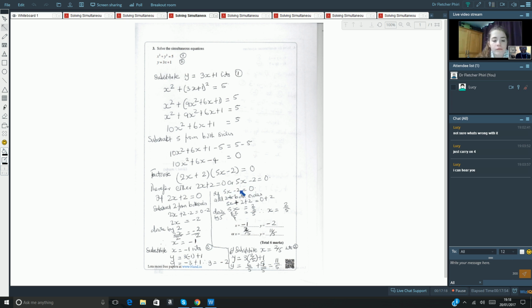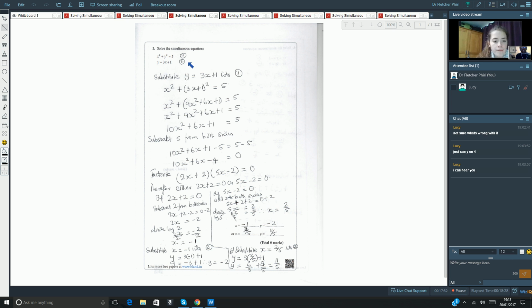Then we need to take the second one, which is this one here. So 5x minus 2 is equal to 0. Then I need to add 2 to both sides. So 5x minus 2 plus 2 gives me 0 plus 2. Now this cancels, so I have only 5x is equal to 2. Then I need to divide by 5 on both sides. If I divide by 5, this side will give me x, and this side is going to be 2 over 5. Therefore, x is equal to 2 over 5.